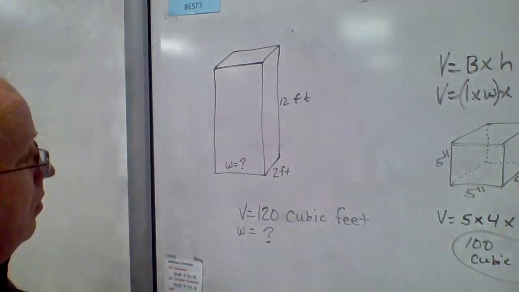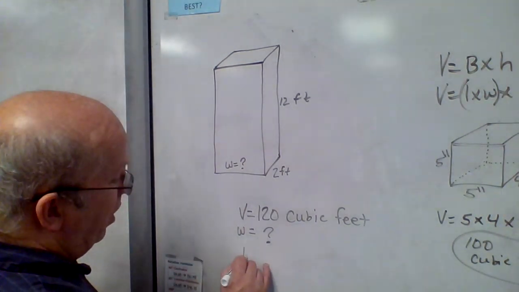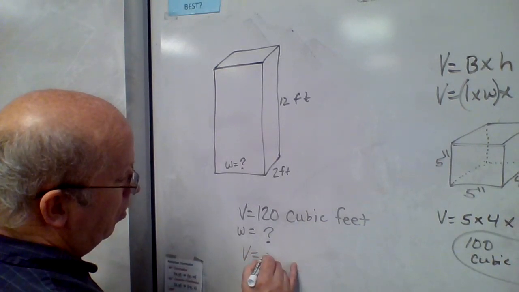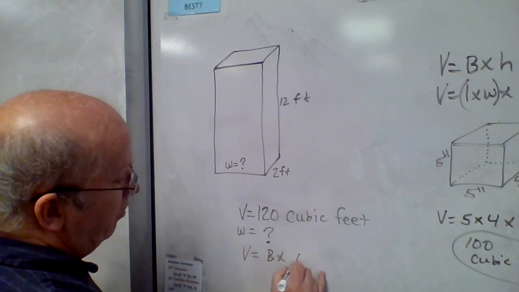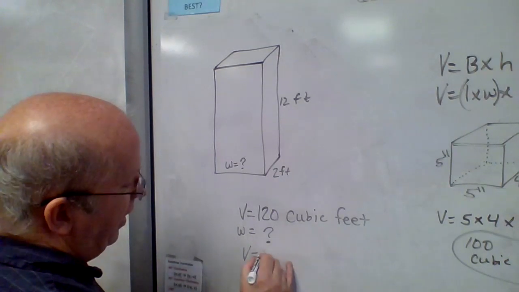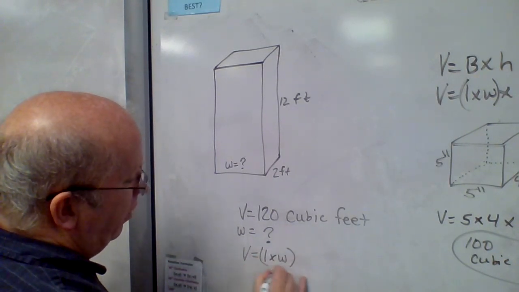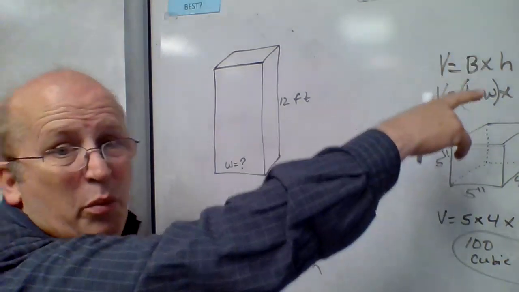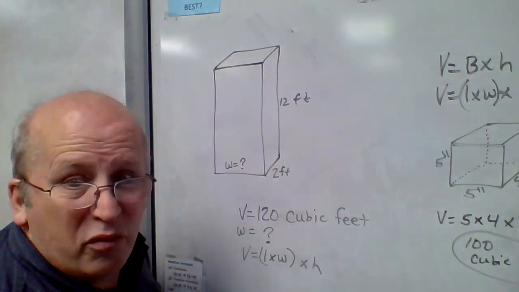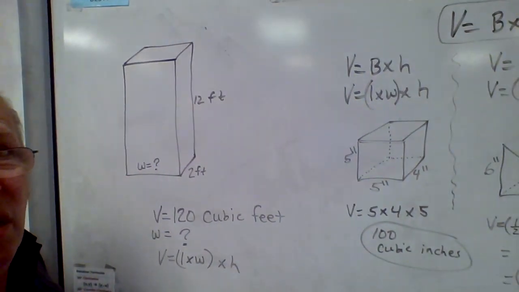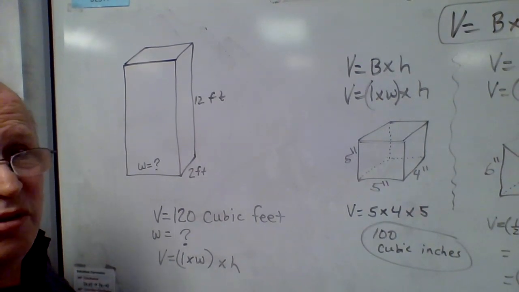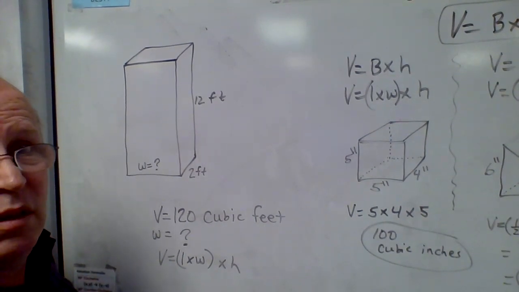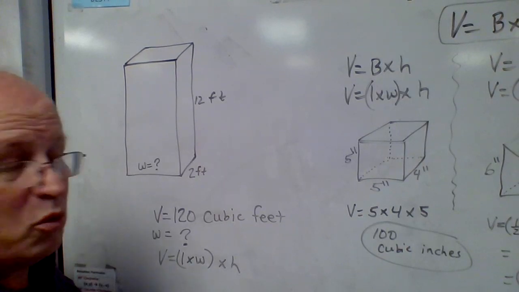The answer is yes. Let's think about the formula. Volume equals capital B times H. But we're going to replace that capital B with length times width times height because that's what we learned in that problem over here. For a rectangular prism, volume equals base times height becomes volume equals length times width times height.